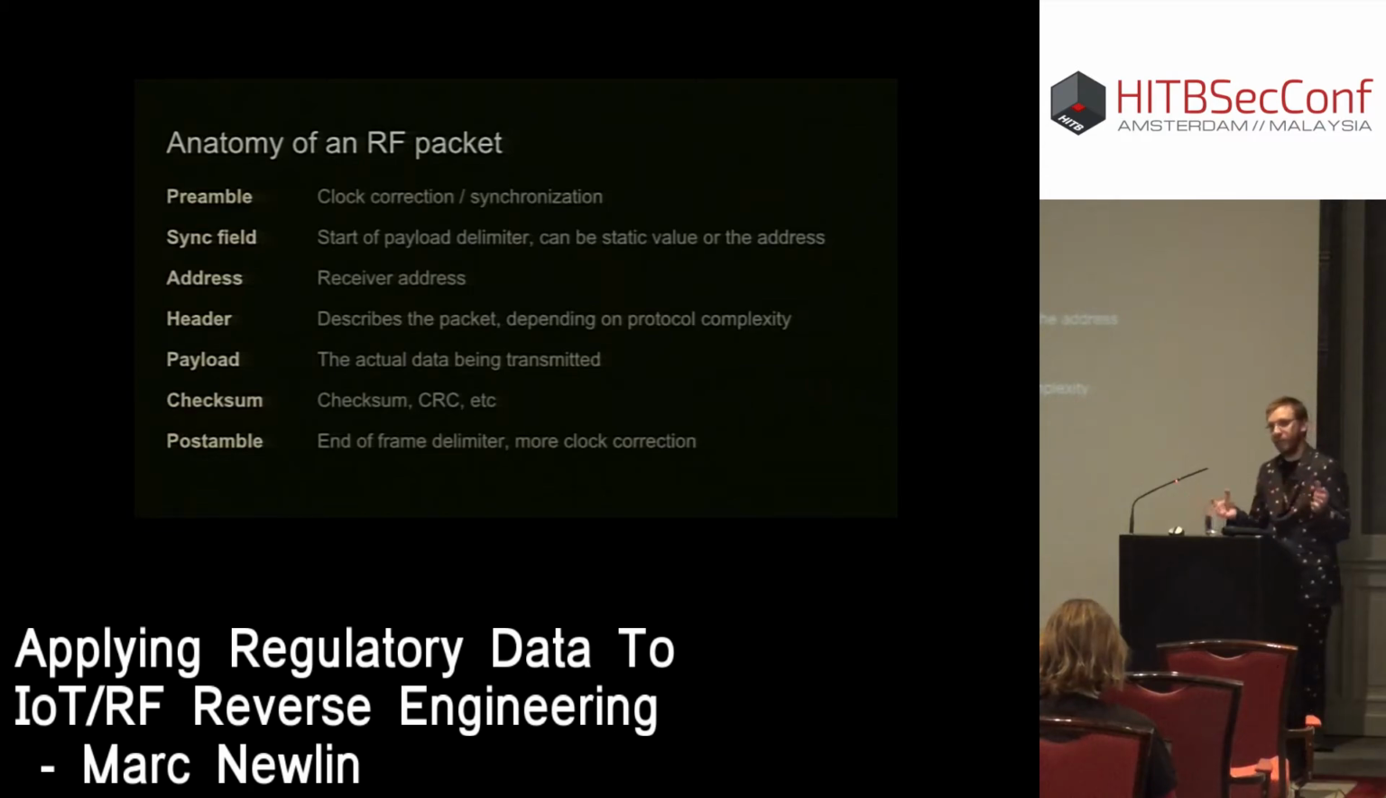You'll frequently have a checksum at the end, so you can know if the correct data was received. And then you also might have a postamble. The postamble is for additional time and frequency correction. So you can compare the preamble to the postamble, see what changed, and further clock the state of the transmitter.